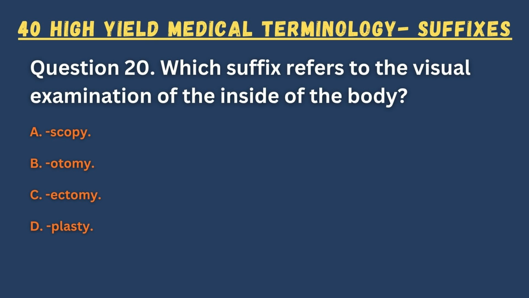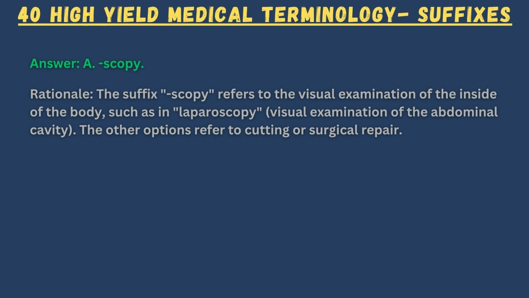Question 20. Which suffix refers to the visual examination of the inside of the body? A. -scopy. B. -otomy. C. -ectomy. D. -plasty. Answer: A, -scopy. Rationale: the suffix -scopy refers to the visual examination of the inside of the body, such as in laparoscopy, visual examination of the abdominal cavity. The other options refer to cutting or surgical repair.